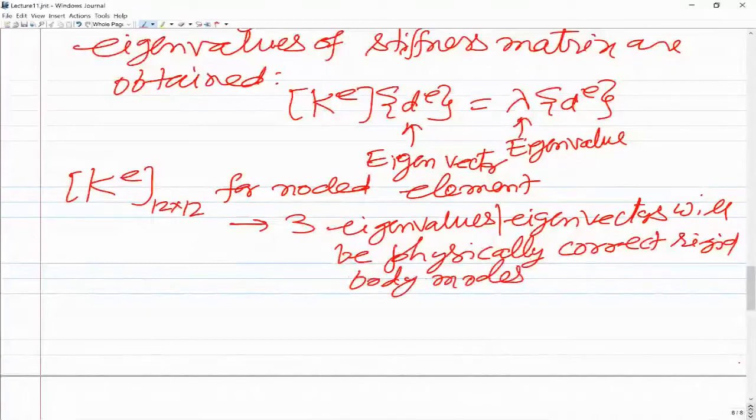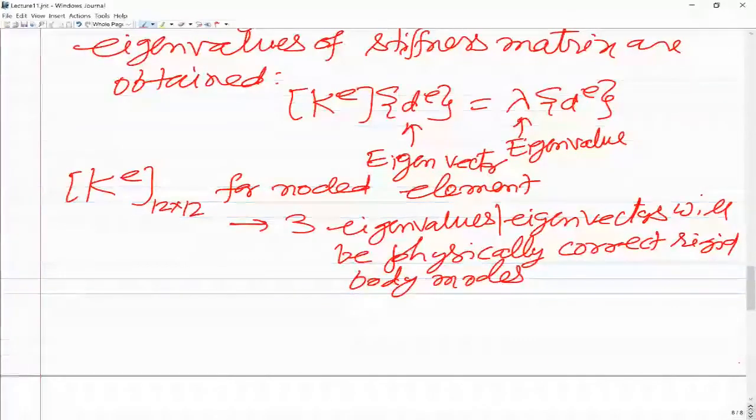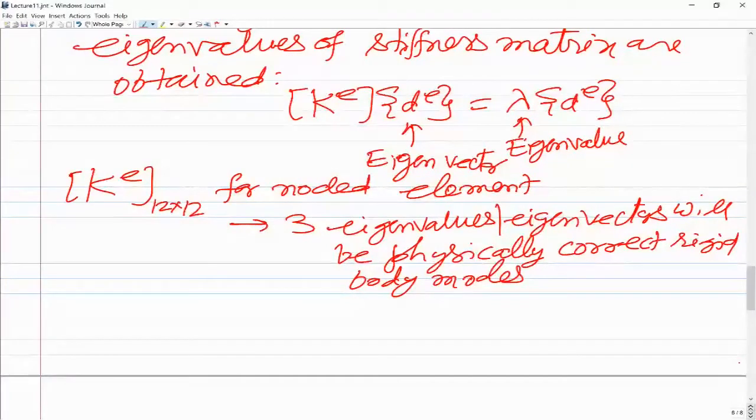Similarly, if the element does not have any problem, then the remaining 9 eigenvalues should be non-zero. But if we have more than 3 zero eigenvalues, then those extra zero eigenvalues and corresponding eigenvectors would be spurious modes. That means the strain energy corresponding to those modes would be zero, but they are not physically correct rigid body modes, so they lead to over prediction of deflection. When those modes are activated, they over predict the deflection for under integrated elements.